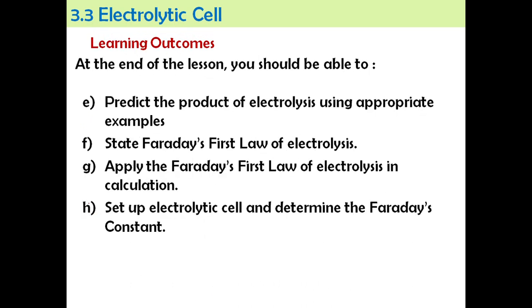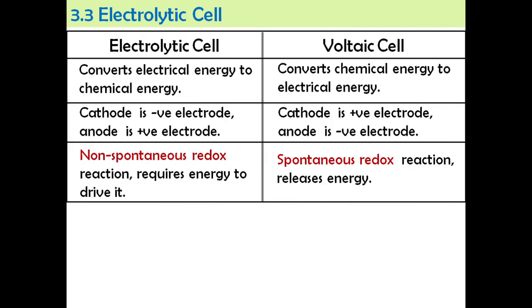Okay. First, let's recap. What is the differences between electrolytic cell and voltaic cell? Okay, voltaic sama je maksud dengan galvanic. Okay, so electrolytic cell converts electrical to chemical energy. Means bila supply electricity barulah redox reaction boleh berlaku. And cathode is a negative electrode while anode is a positive electrode. And it involves a non-spontaneous redox reaction. Okay, so kita tahu non-spontaneous redox reaction memerlukan energi ataupun electricity lah untuk dia berlaku.